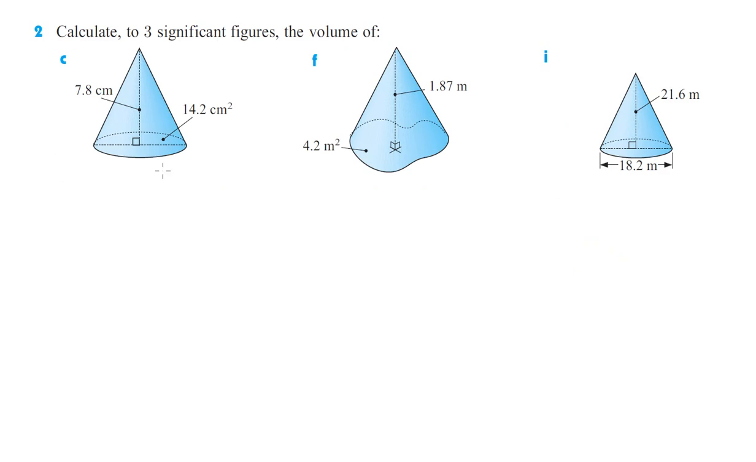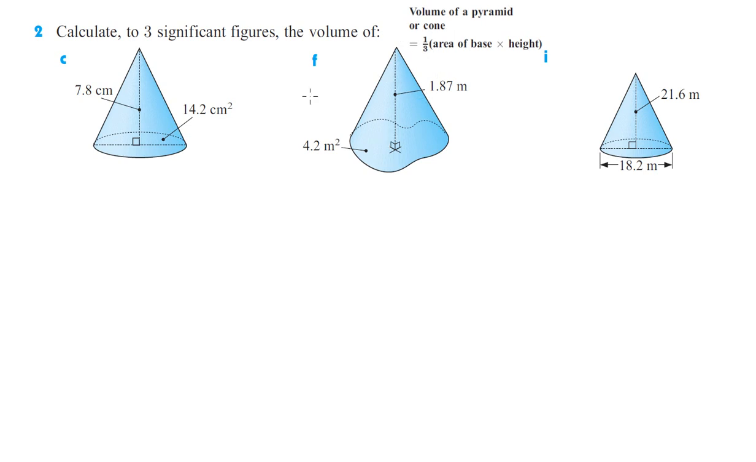Number 2, calculate at 3 significant figures the volume of these. Now we have the volume of a cone, so let's use that formula. I know that's not actually a cone, but as long as it's a pyramid or a cone or something that tapers up to the top, it's always going to be 1/3 the area of the base times the height. It's just like what we were doing before, but since it tapers up to a point, it's only 1/3 of that.